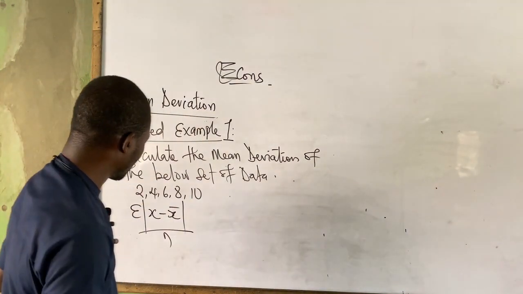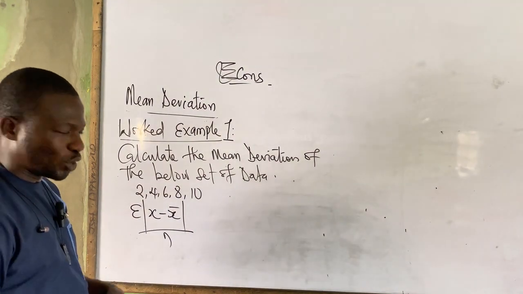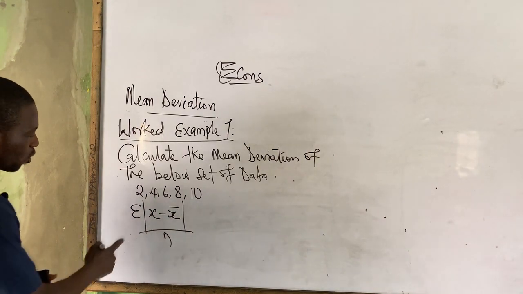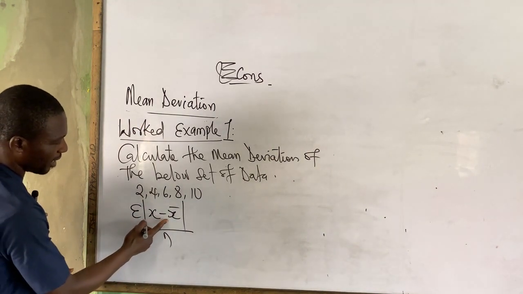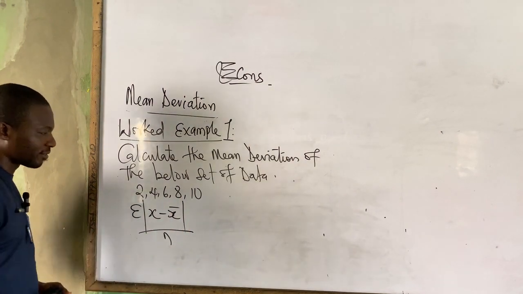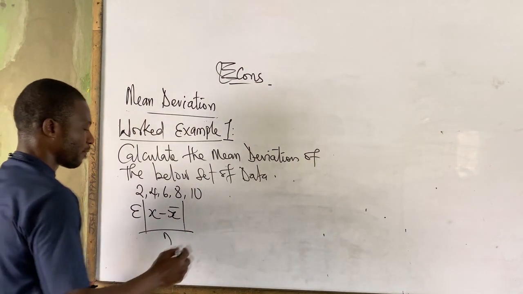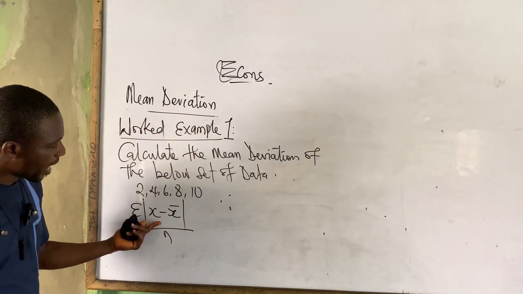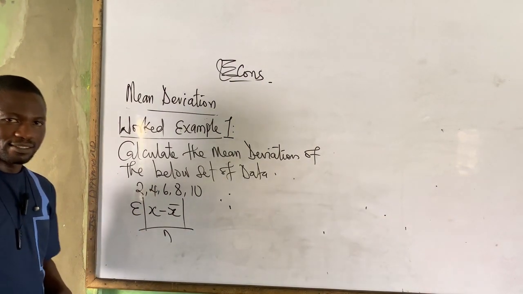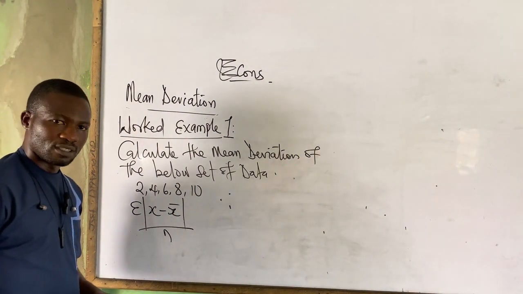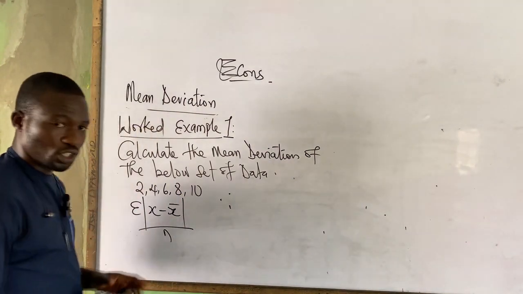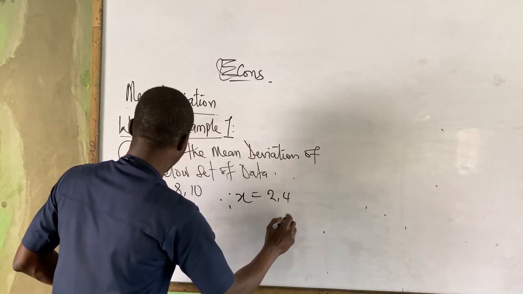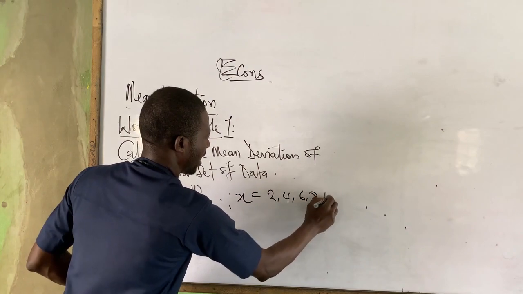How do we do this? We don't need to formulate a table. We just need to continue calculating. Because here, we are not having anything as frequency, but we are having summation |x minus bar x| all over what? N. So let's quickly calculate this. The first thing we need to do after stating the formula is to find what our x is and what is our bar x. How do we get our x? The x itself is the data given to you. What are they? Your x equals 2, 4, 6, 8, and 10.